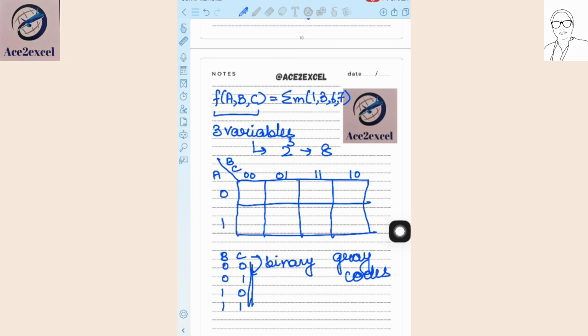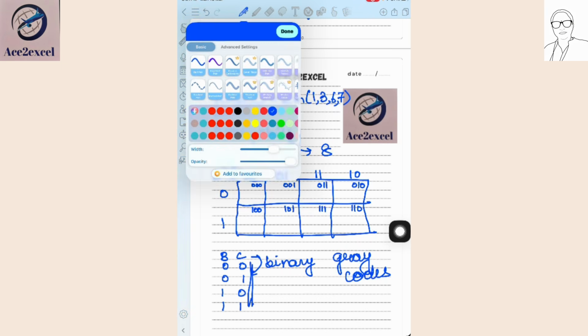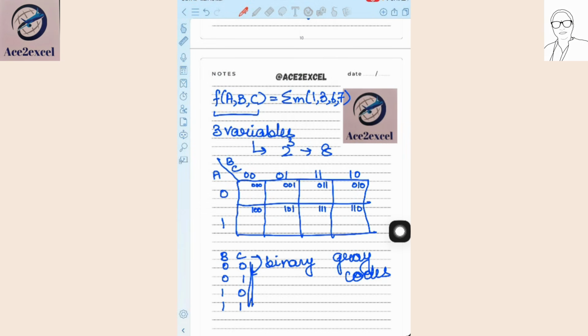Now let's name the cells. I will just explain how I'm numbering it. This cell has first bit as A, 0. The next two bits are B and C. B and C are also 0, 0. So the number became 000.